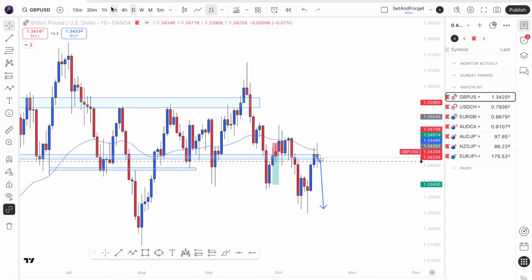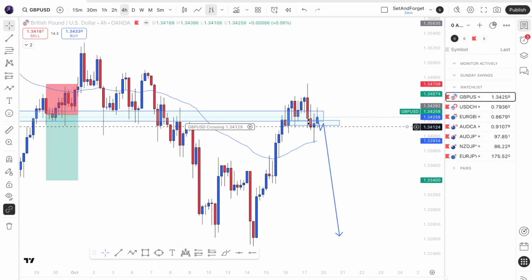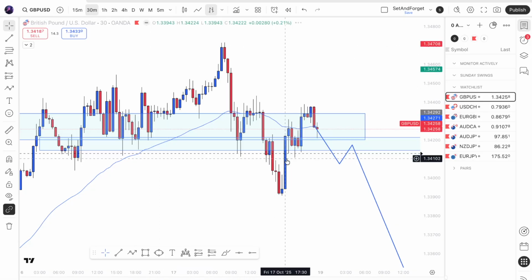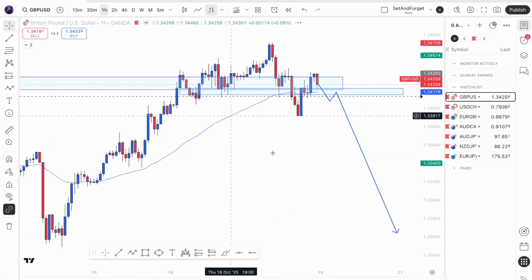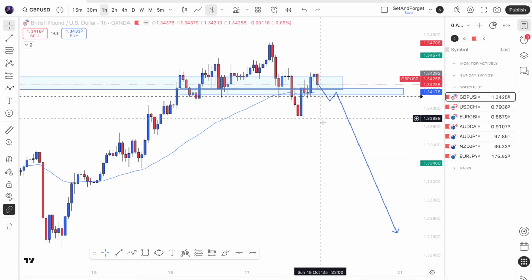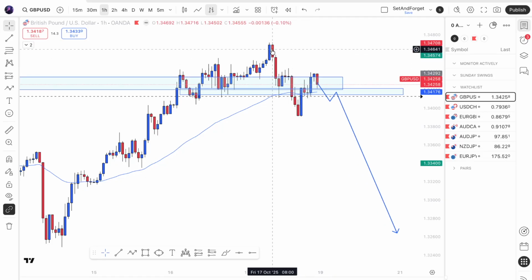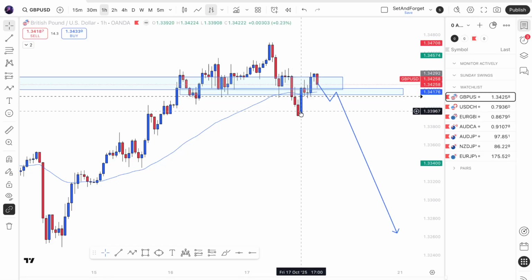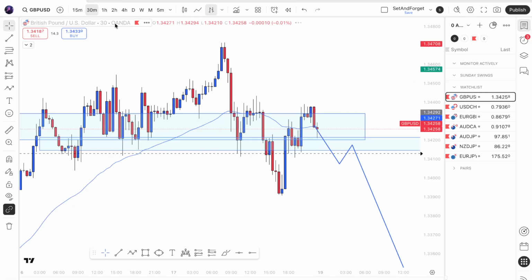GBP/USD, I'm waiting for a break and retest under this 30-minute, 1 hour structure point for it to go bearish again, because if you look closely, it went bearish here, pullback, bearish, and then we had this move, and right here it goes bullish. So if we break below the structure point, we are now again bearish.